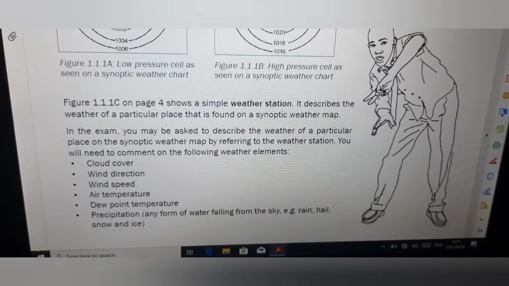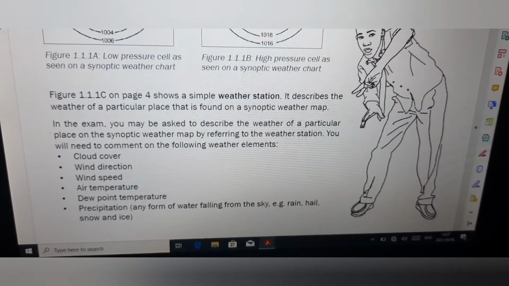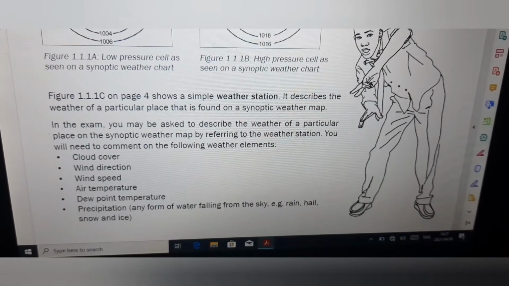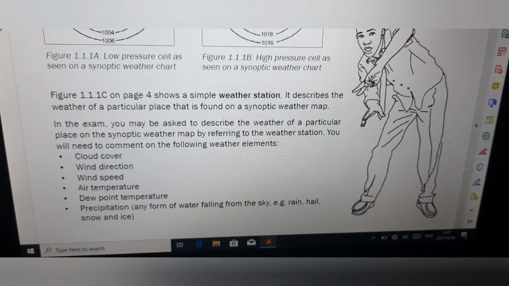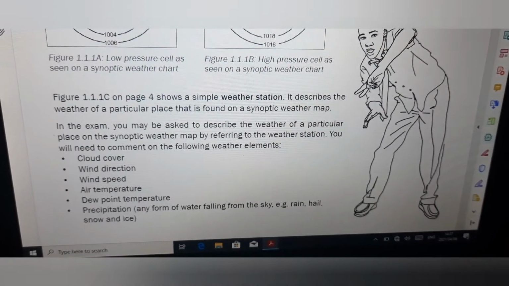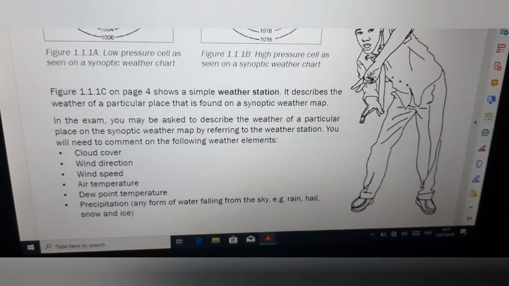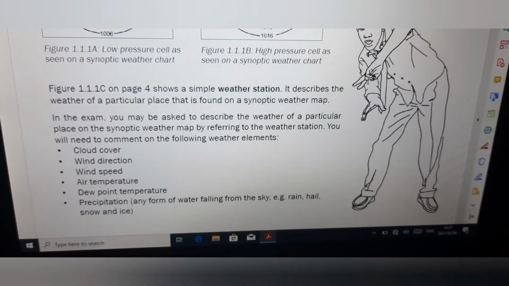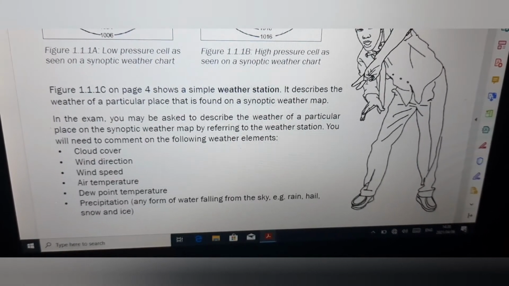So it looks like we're given an example. Figure 111C on page 4 shows a simple weather station. It describes the weather of a particular place that is found on a synoptic map. In the exam, you may be asked to describe the weather of a particular place on a synoptic weather map. By referring to the weather station, you will need to comment on the following weather elements.